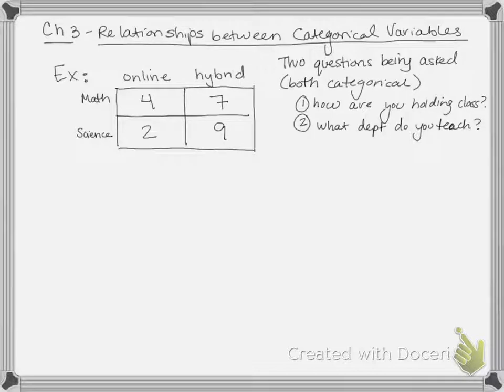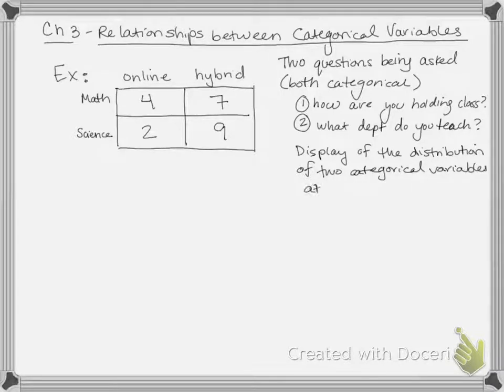This particular table displays the distribution of two categorical variables at the same time. This is what we see on our left, which is referred to as a contingency table, which is our first vocabulary word that we have here.